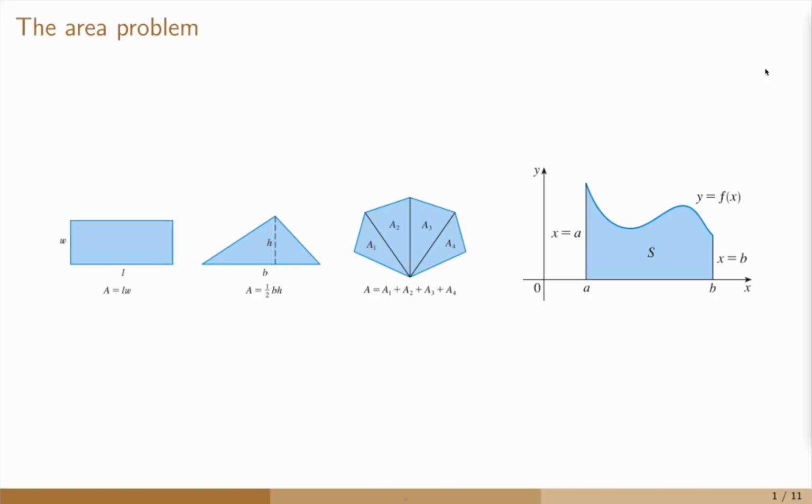A rectangle is easy, right? It is length times width, so we can do this. A triangle is also easy. It is 1/2 base times height, which is good. And then here the area is just A1 plus A2 plus A3 plus A4, so we can do that too.